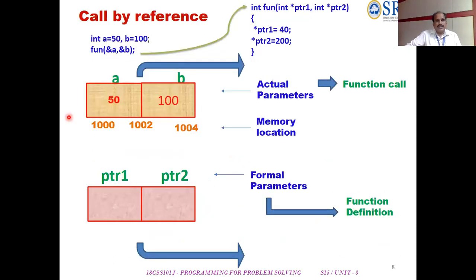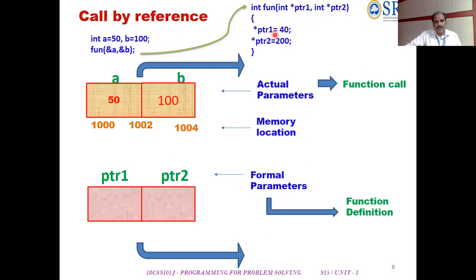So this is a simple example to illustrate call by reference. Here we have int a equal to 50, b equal to 100. Here, instead of passing the value, we pass the addresses of the variables a and b. These addresses are held by pointer variables. The star indicates a pointer variable, here ptr1 and ptr2.